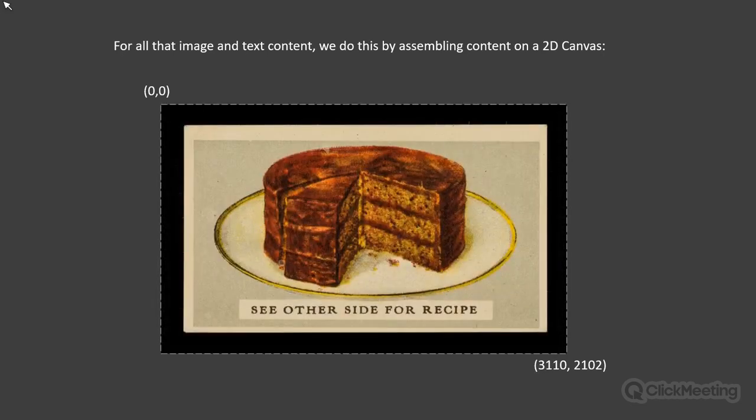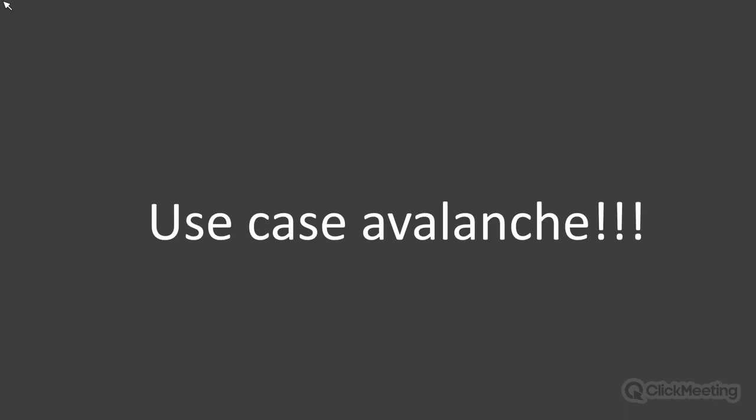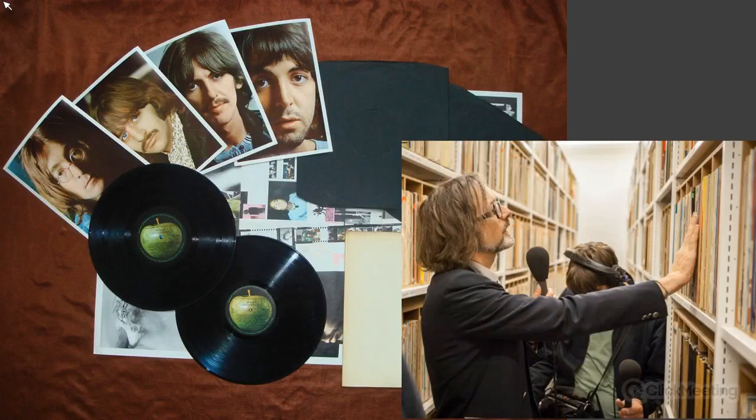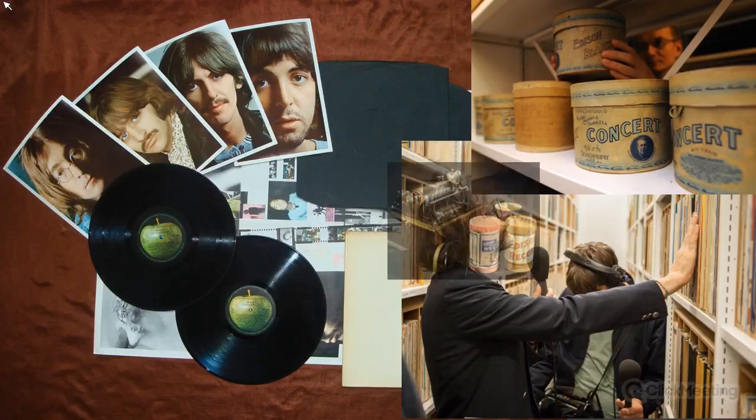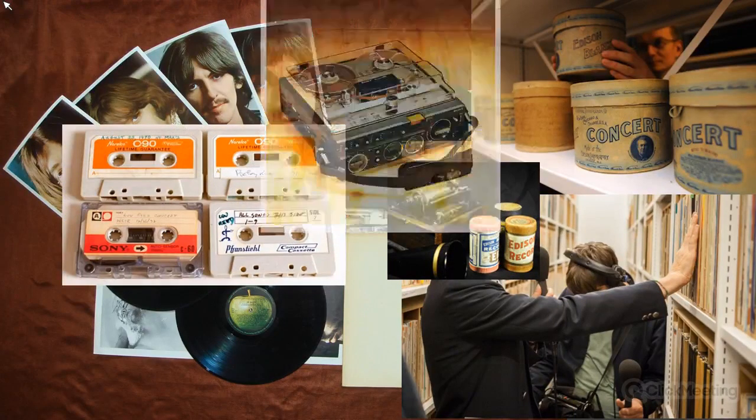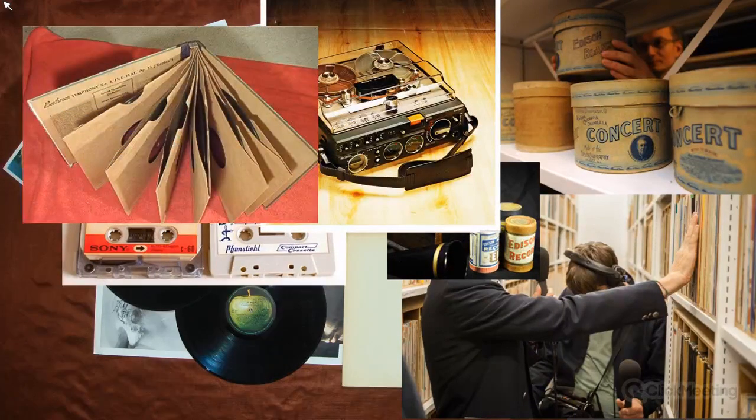Well, at the moment, just to recap, we assemble our content onto a two-dimensional canvas, and that might be images and text. But the world of AV has an avalanche of use cases, and some of these in the British Library. If we want to model things like the White Album or the British Library's Sound Archive, or many other sources of AV content, such as Lou Reed's tapes, or field recordings, or albums, we have a lot of work to do. And similarly for movies.